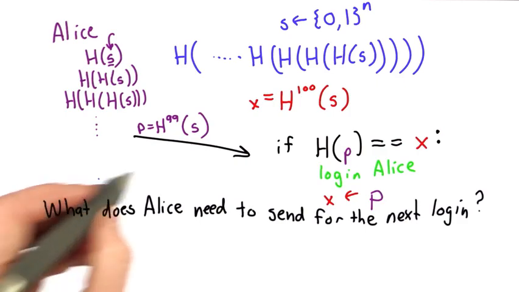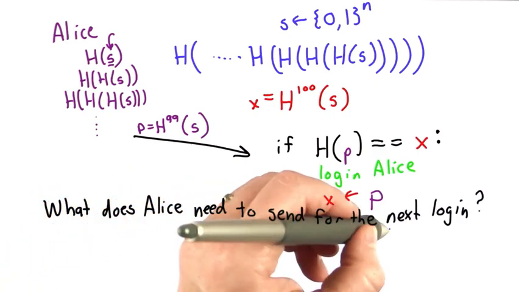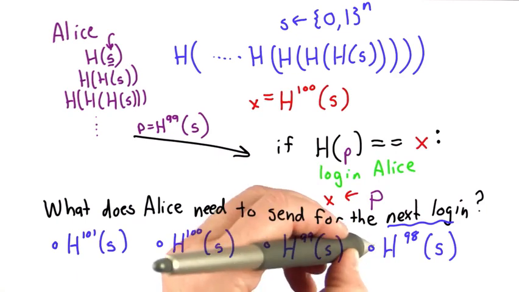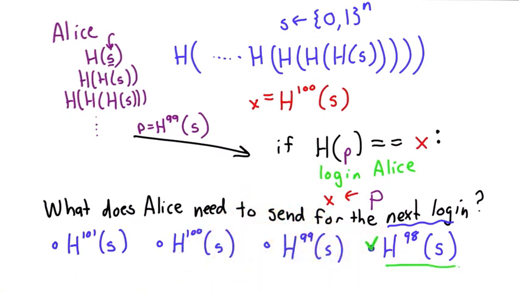So now the question is, the next time Alice logs in, what does she need to send? Here are the choices: different numbers of times of doing the hash, starting from the secret S. The answer is Alice needs to send the value of hashing S 98 times. The hash chain is going backwards. We can only verify hashes in one direction. The hash is hard to compute in one direction. That's the valuable property the hash function gives us. And so we have to go backwards if we want to use it for authentication. And here we're using it to authenticate Alice.